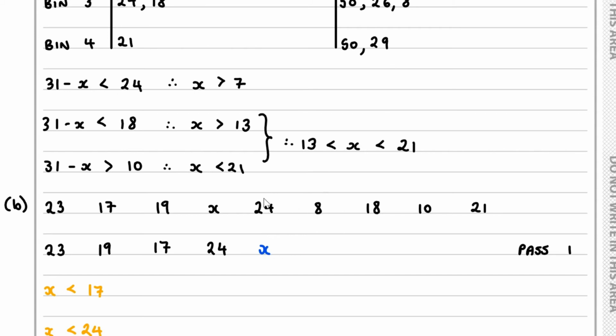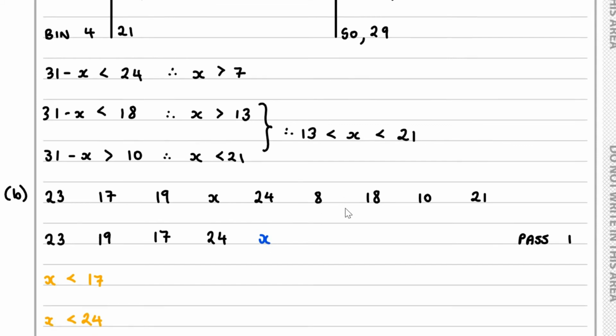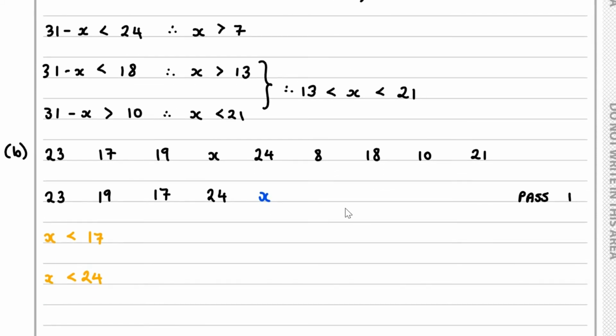We then compare the x with the 8. Do they need swapping? Well, no they don't, because x will obviously be greater than 8 because x is in between 13 and 21. So x goes here, and the 8 goes here. And what we've just found here then is that x is greater than 8.